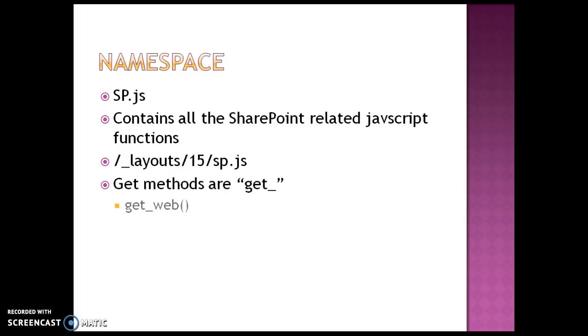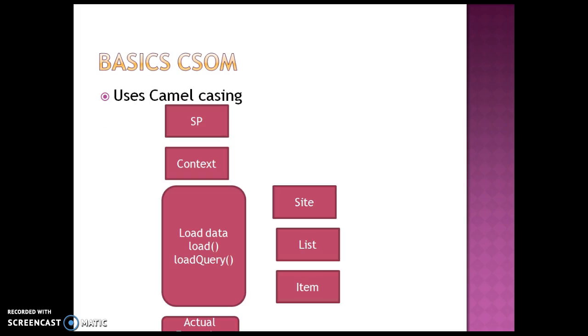Coming to JavaScript, first, all of the functions come from the sp.js file, which is located in /_layouts/15/sp.js. And we always use the method get underscore followed by the object. For example, if you want to access the web, you use get_web. How do we do that? Let's go to the next slide to understand.